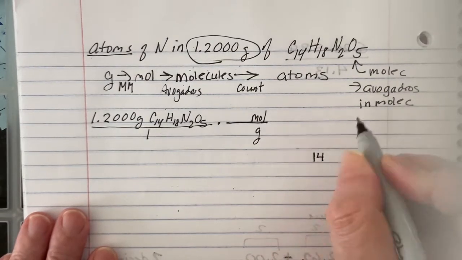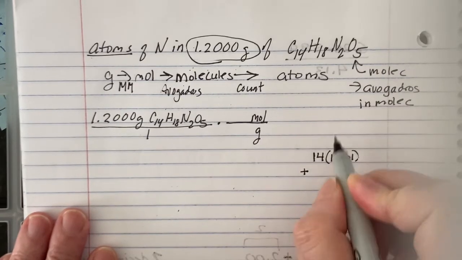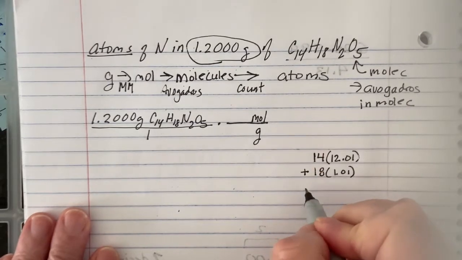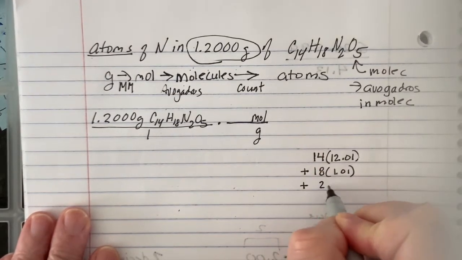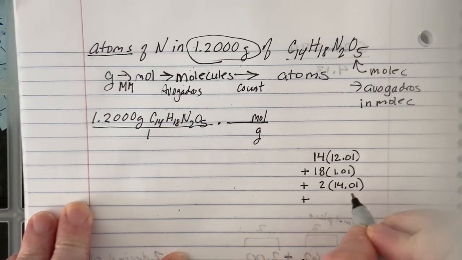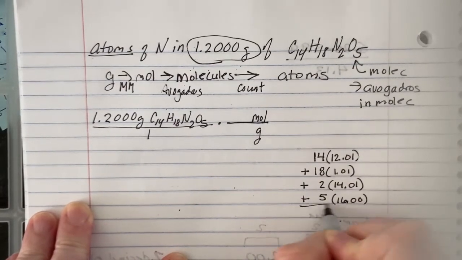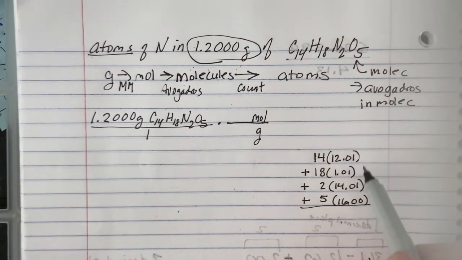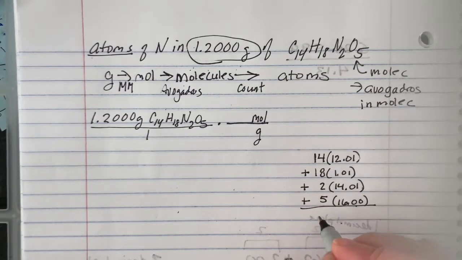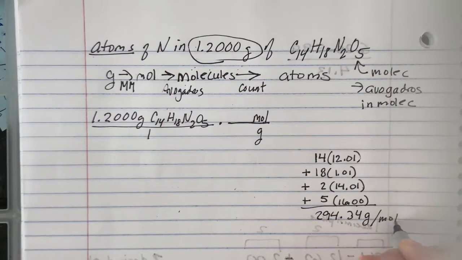Figure out molar mass. There's 14 carbons. Carbon on the periodic table is 12.01. There's 18 hydrogens. Hydrogen's mass on the periodic table is 1.01. 2 nitrogens, nitrogen is 14.01 on the periodic table. And oxygen, there's 5 of them at 16.00. So when I sum up all those individual masses for each atom, I get a total of 294.34 grams for the entire mole.